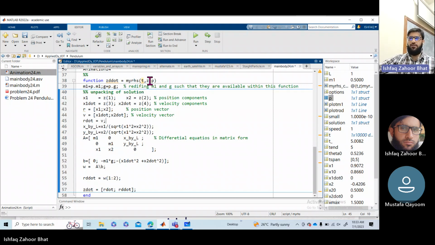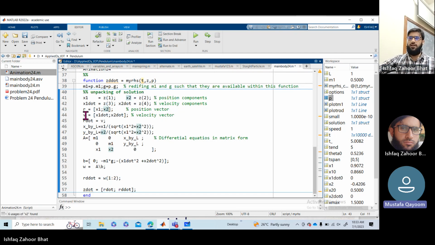Now we know this z, isn't it? To this function we are feeding some z value. That is, in z we have these four values: x, y, x dot, y dot. So we will unpack position from this z. What is x1? That is the first component of z. What is x2? Second component of z. What is x1 dot? That is the third component of z. What is x2 dot? That is the fourth component of z. And we can write this position vector r as nothing but x1 and x2 as a column vector. Is it okay? X and y.